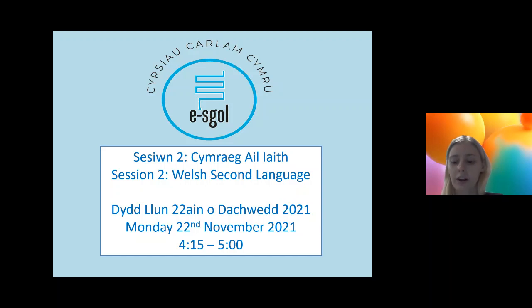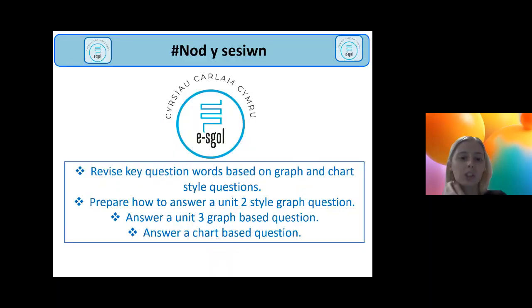Diolch. Okay, diolch yn fawr. Prynhawn pawb. Good afternoon, everyone. Thank you for attending the Welsh second language course. So today we are revising key question words based on graph and chart style questions.